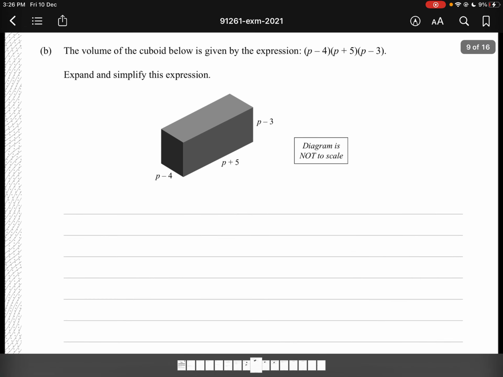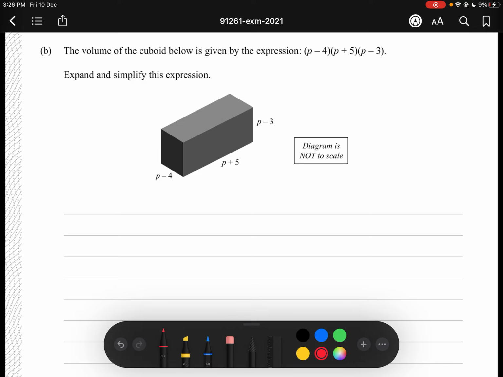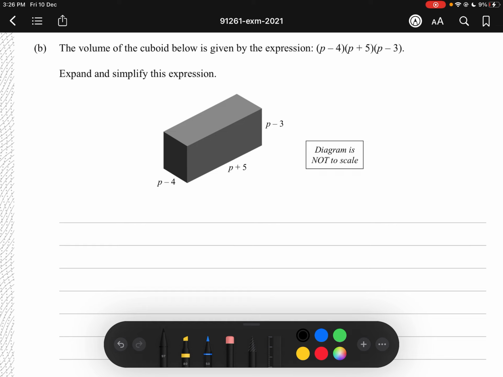The volume of the cuboid below is given by the expression p minus 4 times p plus 5 times p minus 3. It wants us to expand and simplify this expression. So we're just going to expand one bracket at a time, being careful to not make any simple mistakes. So we see that volume is equal to p squared plus p minus 20 multiplied by p minus 3. And now we just need to multiply through by p minus 3.